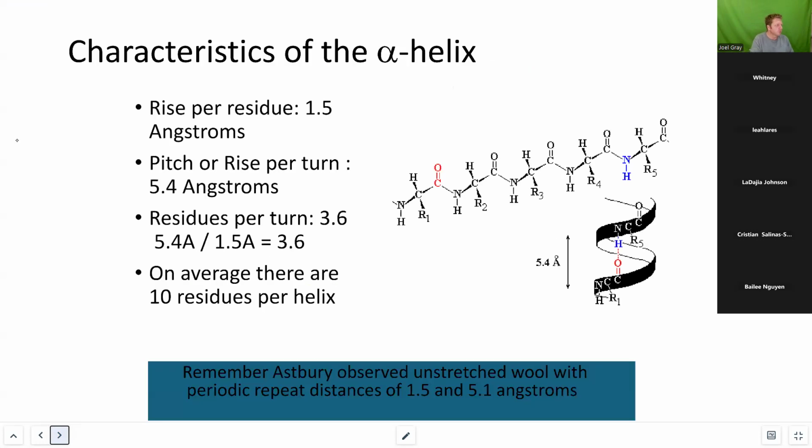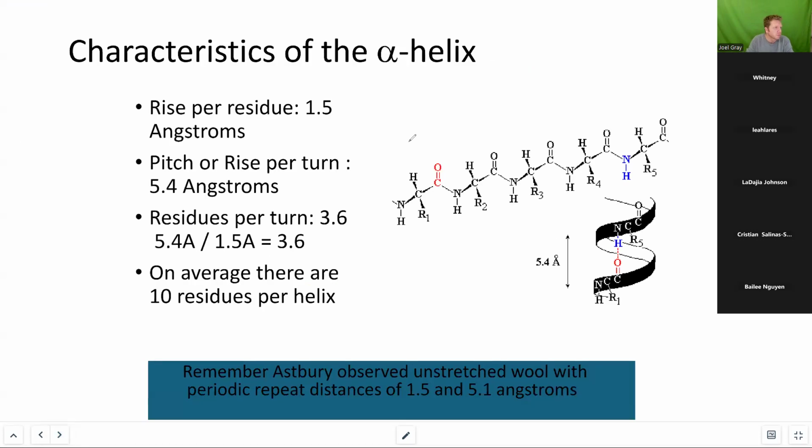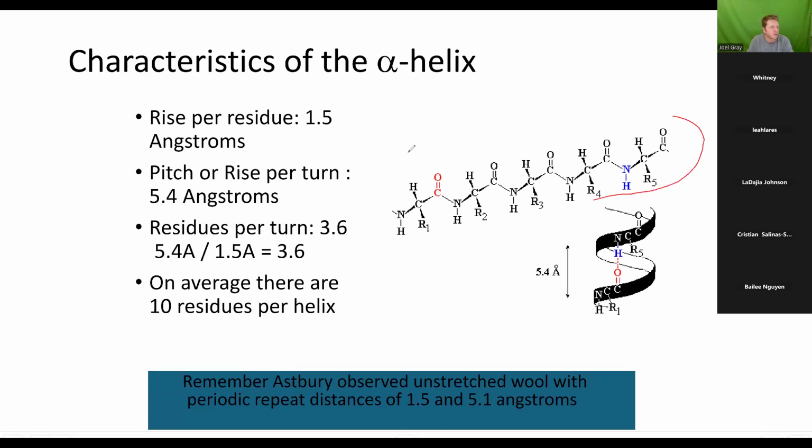So when you see this right here, this is our polypeptide drawn as a linear molecule. Well, that linear molecule, we've got a carbonyl group, we've got an amine. We've got another carbonyl, we've got an amine. We've got all these groups that can act as hydrogen bond donors and acceptors.